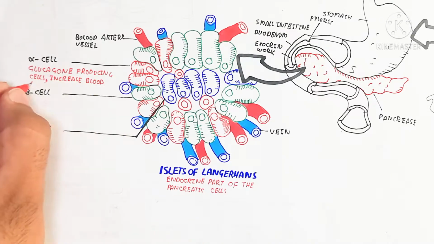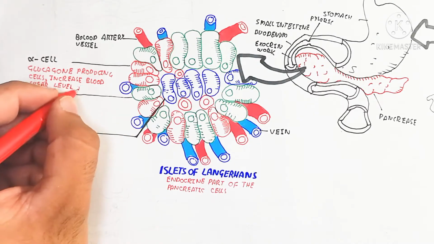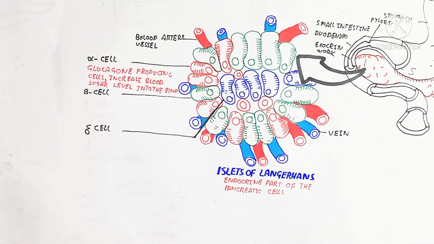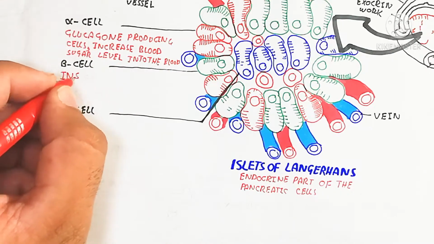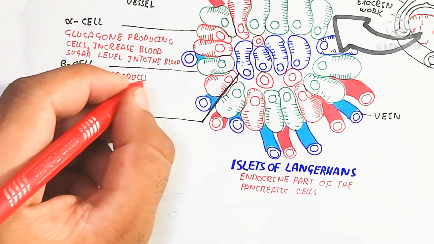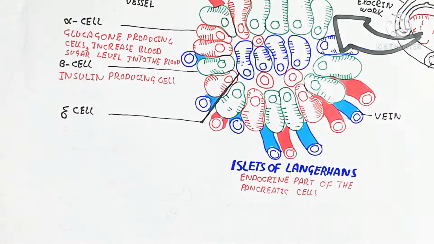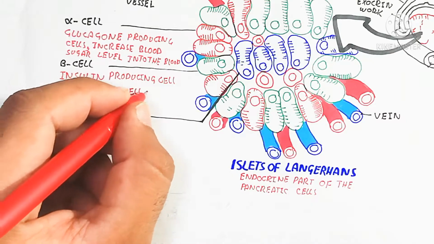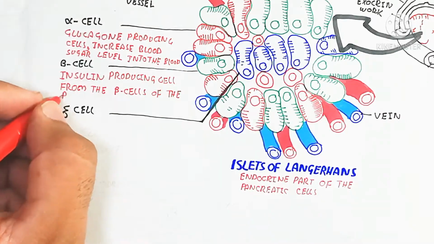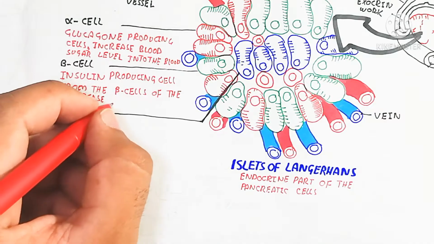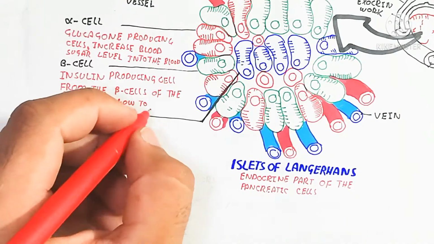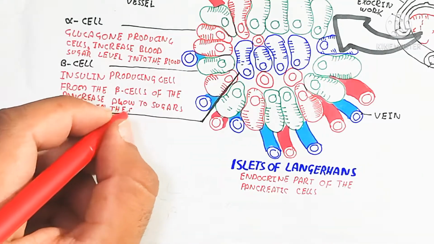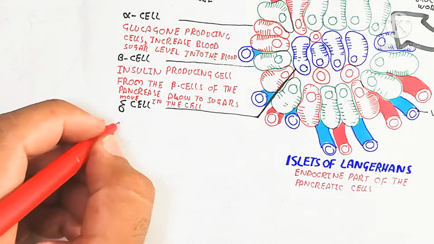So here the alpha cell produces glucagon. Glucagon-producing cells increase the blood sugar level in the blood. So when the blood glucose decreases, it will be increased by the alpha cell producing glucagon, which reverses glycogen, known as glycogenolysis.